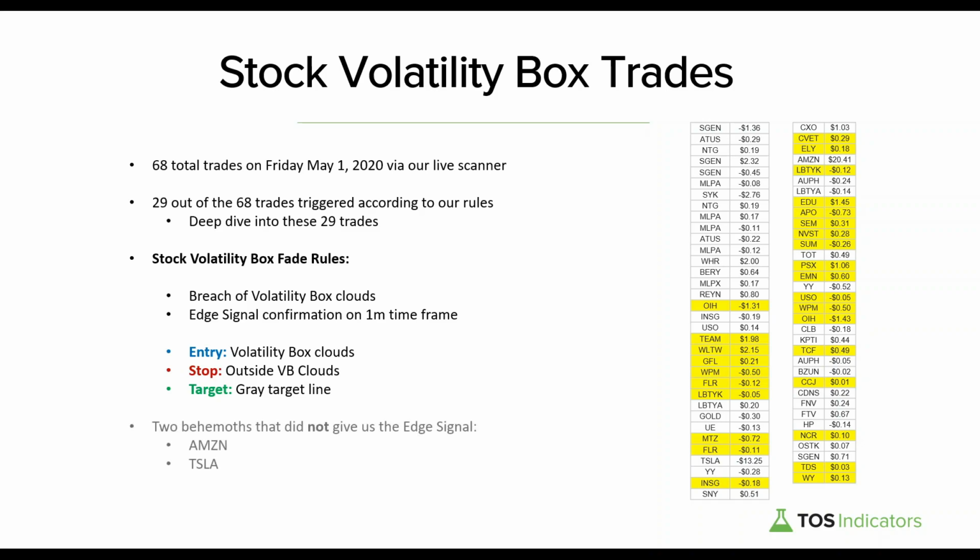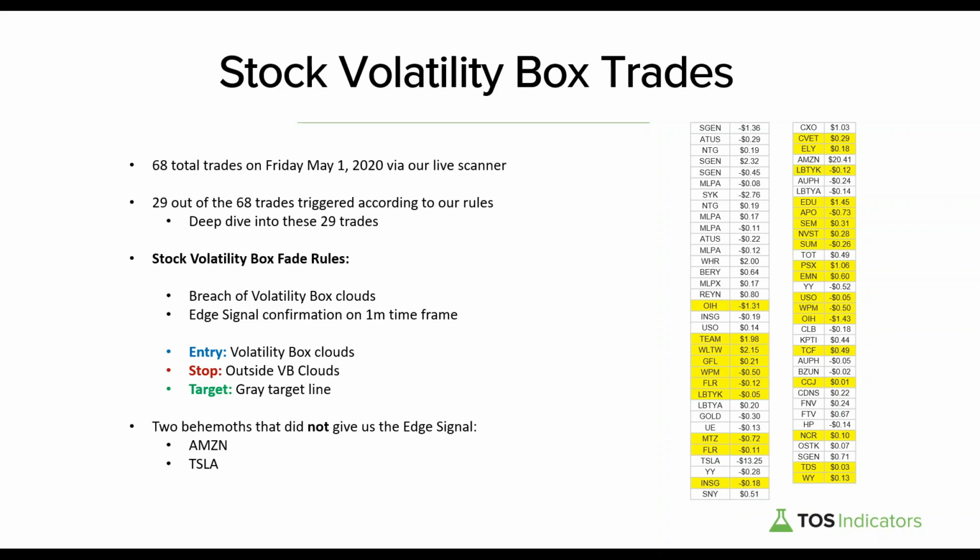Before we continue, there's one interesting thing to call out, which is we had two behemoths that came onto our volatility box dashboard on Friday, both for their respective reasons. One was AMZN, which my guess is related to market volatility. It was a volatile day on Friday. We did have a breach in AMZN, and AMZN ended up hitting its target beautifully for a good $21 or so, but we did not get the edge signal there. So if you're waiting for a confirmation signal, no trade there.